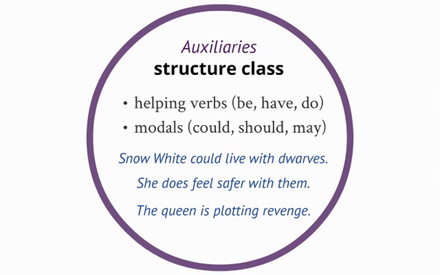So here's some examples in keeping with my Snow White theme. Snow White could live with the dwarfs. She does feel safer with them. The queen is plotting revenge. These actually could be a nice little paragraph. And you'll notice I've used an auxiliary in every single one. Because we do use auxiliaries so frequently, this can be confusing to students. Why can't I say Snow White do live with dwarfs? Why can't I say she has feel safer? The queen does plotting revenge. Then we get into some of our verb issues, which we're going to cover with Chapter 3.